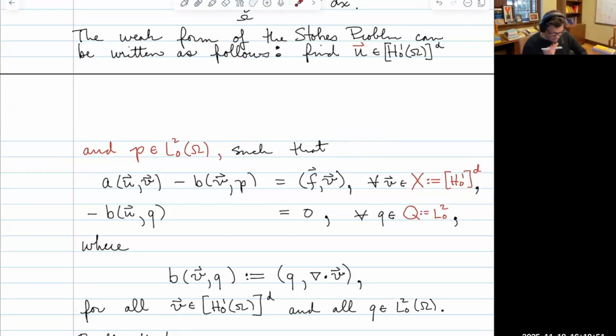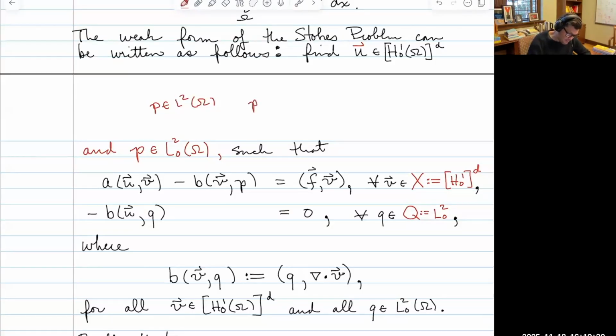The reason why we're asking pressure to come from this mean zero space is that this restriction is going to allow us to guarantee that pressure from this space is unique. If we'd only asked for pressure to come from L2, then it wouldn't be unique. The reason why is because if P was a solution to the Stokes problem, then we could add any constant.